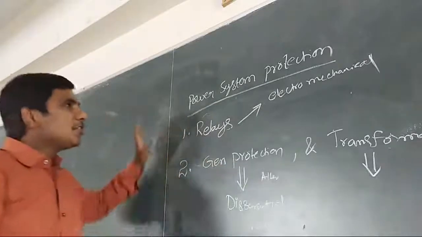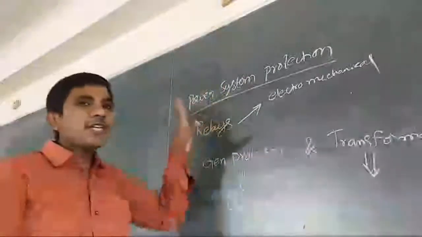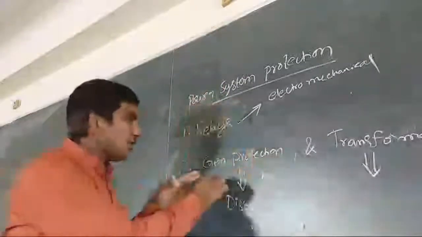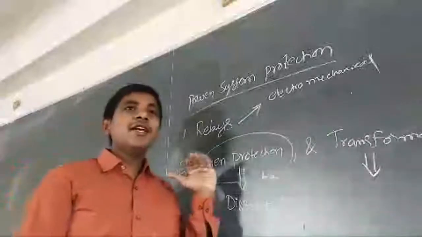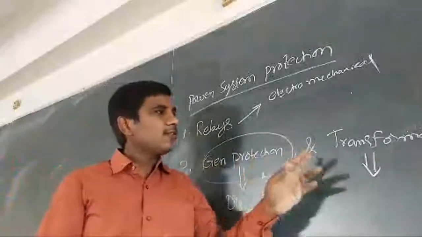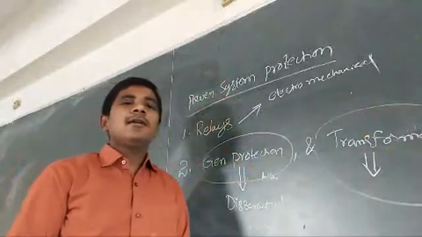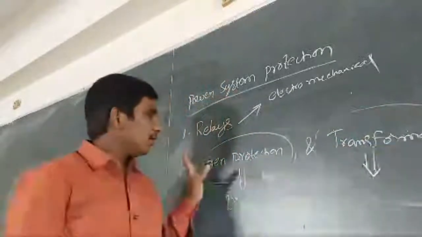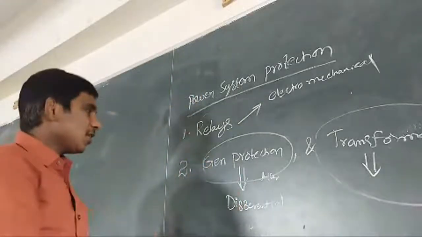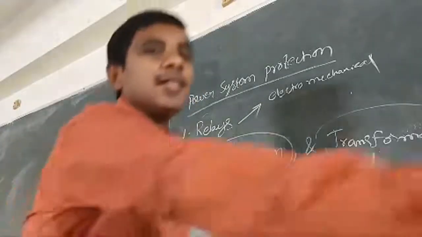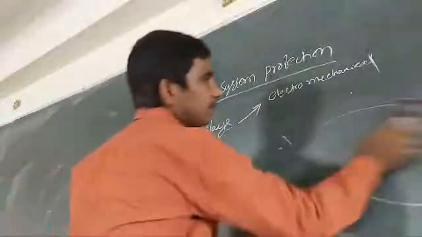Power system protection is important. Why? Because it covers generation, transmission and distribution. Now the second unit is generation protection. Generator protection means how to protect generation. Transformer protection means how the transformer has to be protected. That comes under the second unit. Coming to the third unit, protection of transmission lines. The third chapter is protection of feeders and transmission lines.